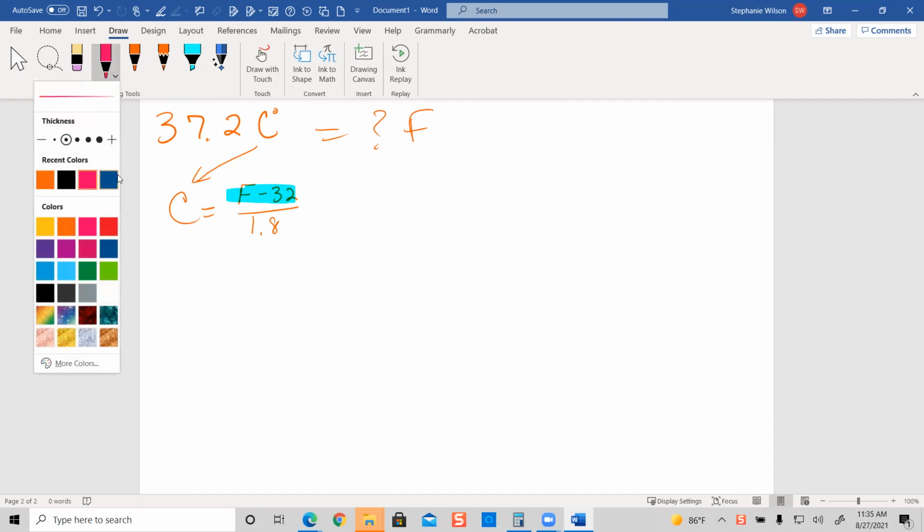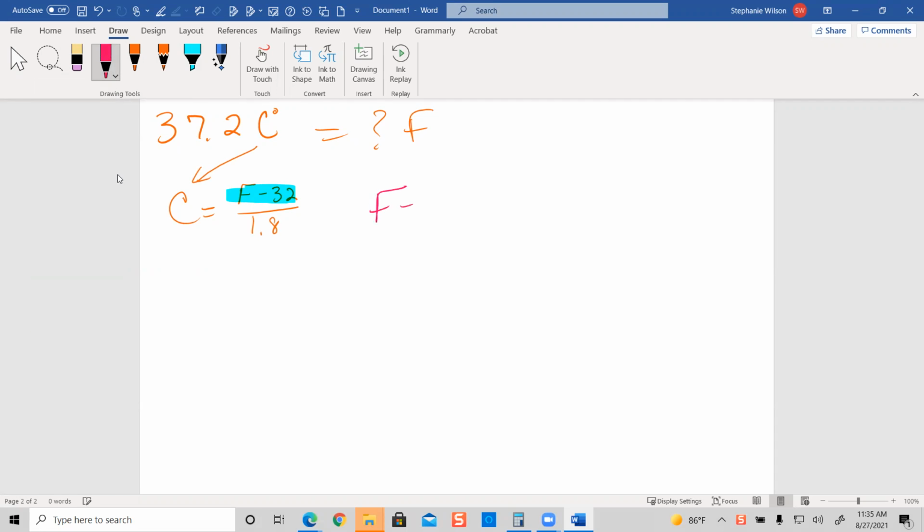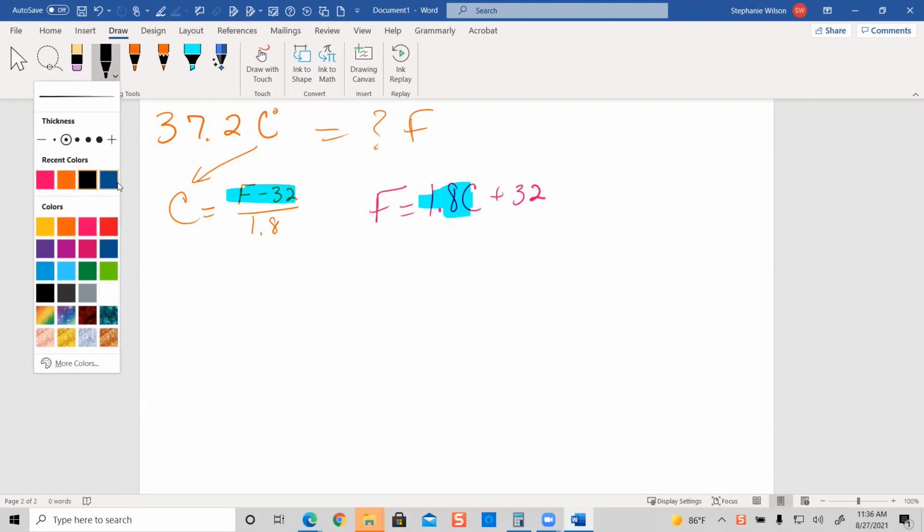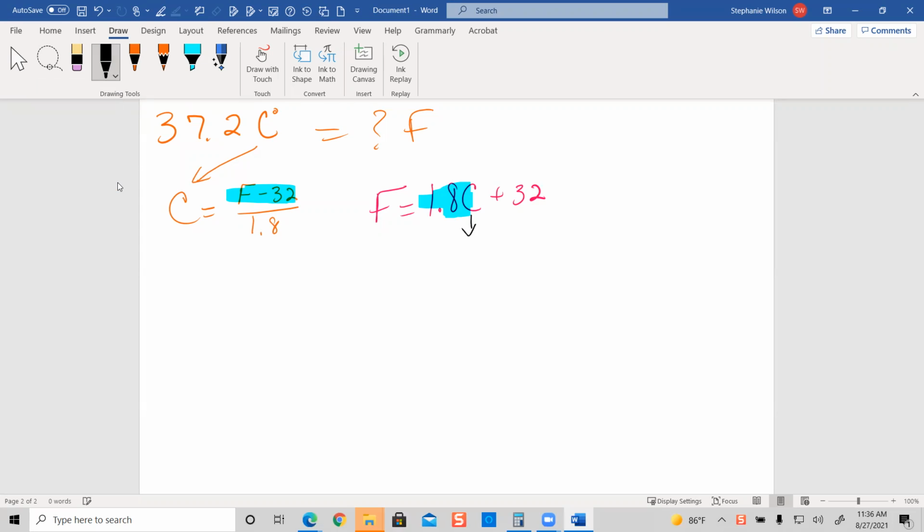So let's write down, what is the Fahrenheit formula? Well, the Fahrenheit formula is 1.8 times the Celsius plus 32. The basic math says we need to multiply these two first and then add on the 32. So let's do this now that we know this. We're going to plug in for the Celsius here, 37.2. And we're going to multiply that by 1.8.